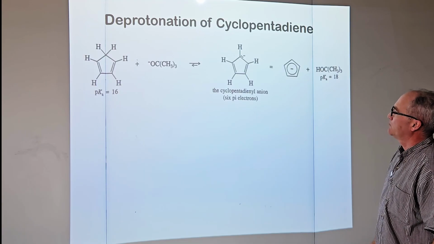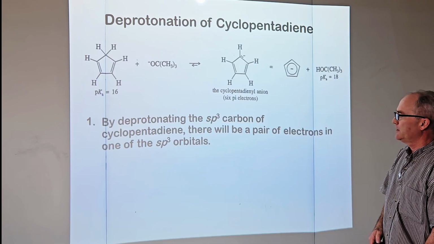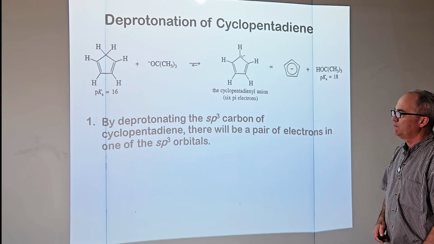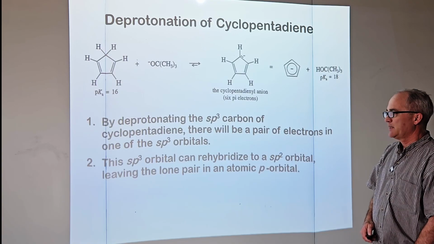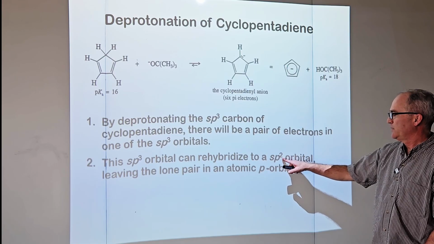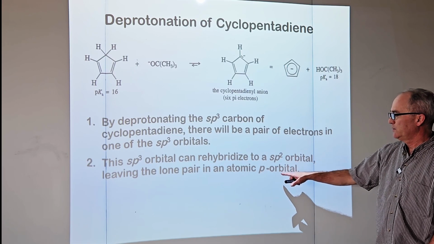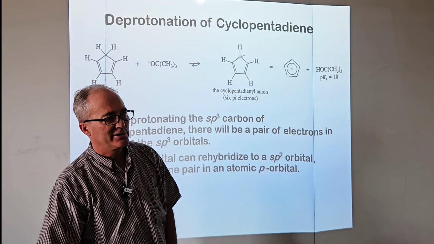If we deprotonate the sp3 carbon of cyclopentadiene, there will be a pair of electrons in one of the sp3 orbitals. This orbital can rehybridize into an sp2 orbital, leaving the lone pair in an atomic p orbital. Any questions?